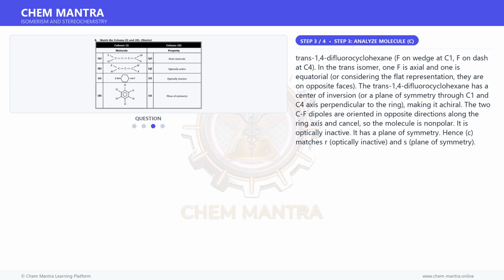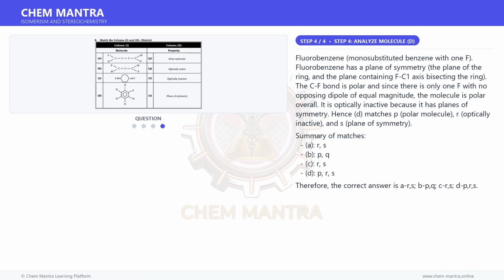The two CF dipoles are oriented in opposite directions along the ring axis and cancel, so the molecule is nonpolar. It is optically inactive. It has a plane of symmetry. Hence, C matches R, optically inactive, and S, plane of symmetry. And for the final step.